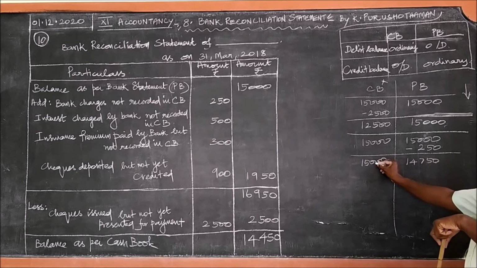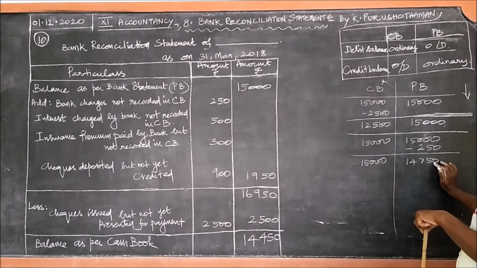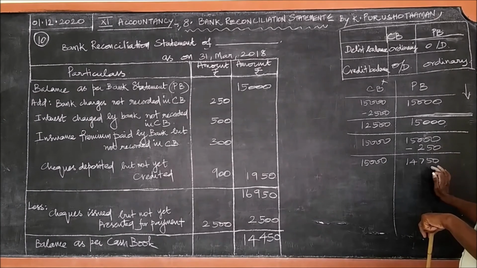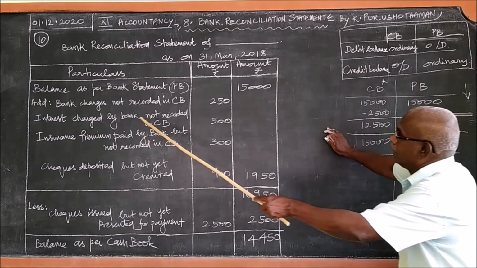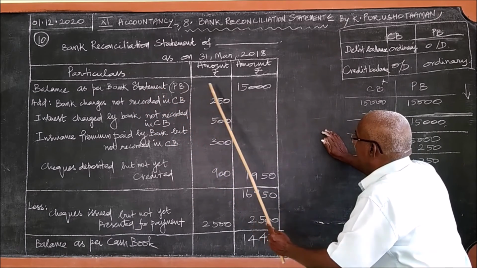So to equalize the balance, what should be done? This 250 should be added. That is why bank charges not recorded in cash book.